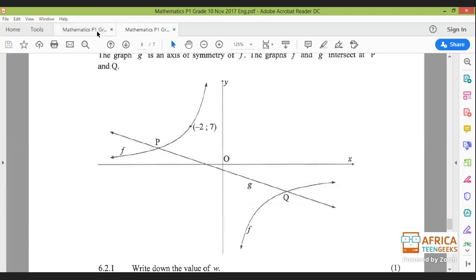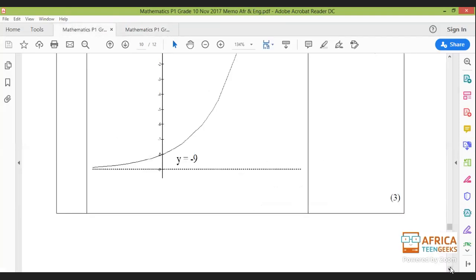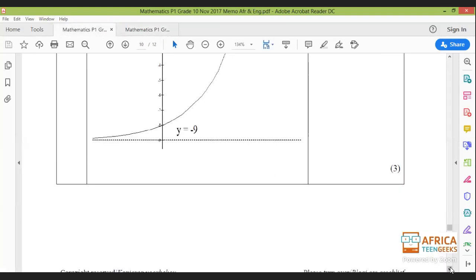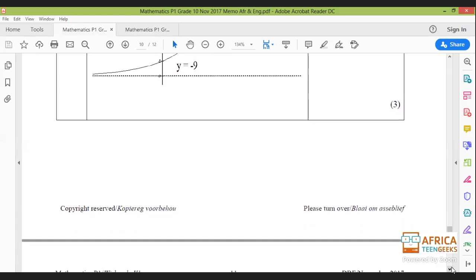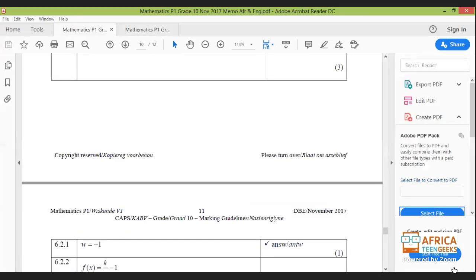If we look here in our solution, just a second. We know that w will be, oops, sorry guys. Oh, sorry. Sorry guys, I don't know what's happening. These technology things.